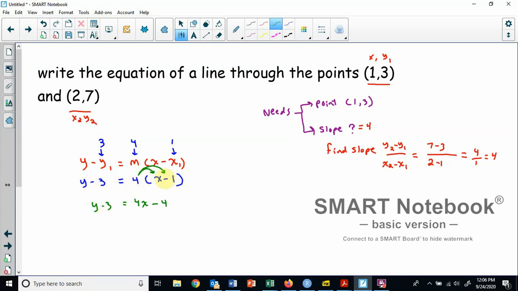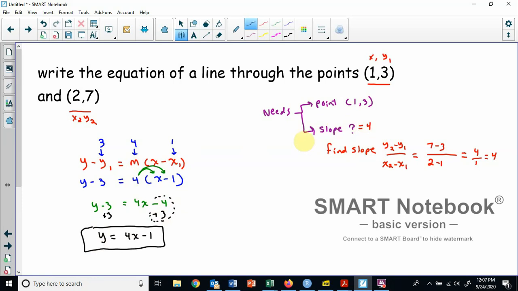After you distribute the slope, you need to get y by itself. So I'll need to add this 3 over. So y will equal 4x. Now be very careful. I'm going to circle this for a second. Negative 4 plus 3 is negative 1. Be very careful with this sign on that last number because that's where a lot of people make mistakes. All right, awesome. So we're doing well. The only difficulties, or not difficulties, but the only extra work is just finding the slope.